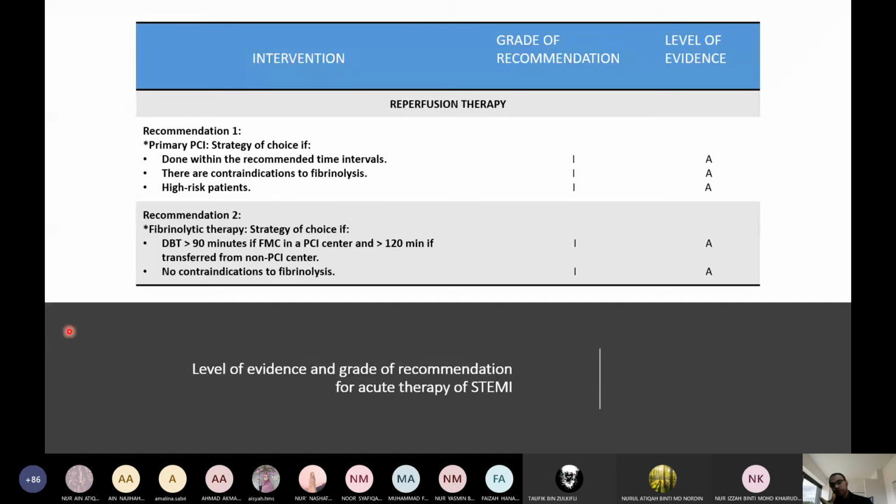So reperfusion therapy, again, I remind those of you who maybe slept for some time or got lost in between: if you can pay attention now, we can summarize whatever we mentioned in the 2 hours in 5 minutes. So reperfusion therapy, is this for STEMI or non-STEMI?